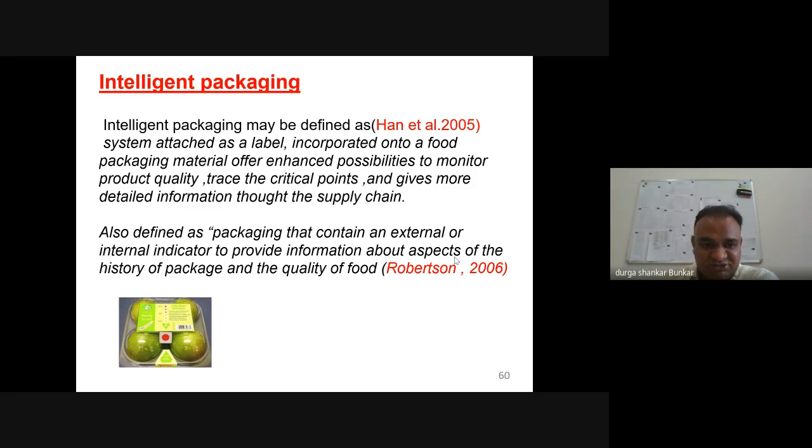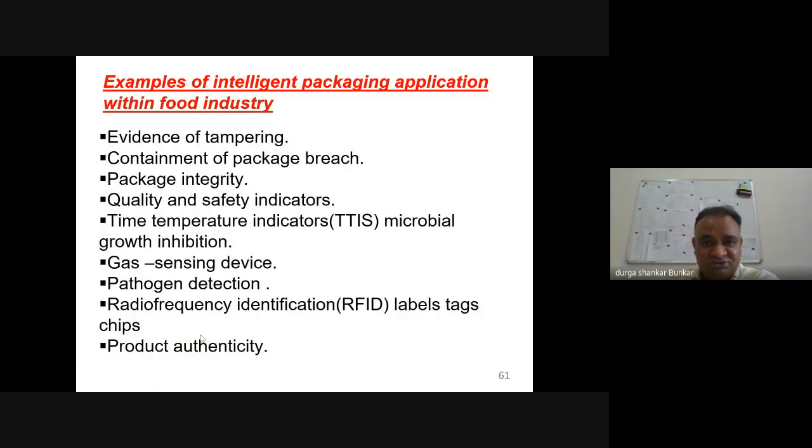The next term is intelligent packaging. We also discussed the kind of devices normally used. Like here in this picture, you can see a red component placed in the packaging. So intelligent packaging is normally used within the food industry. These are some of the parameters.